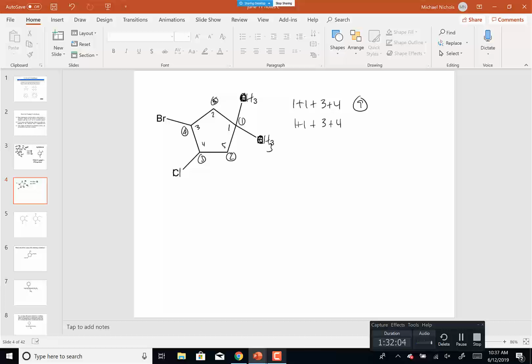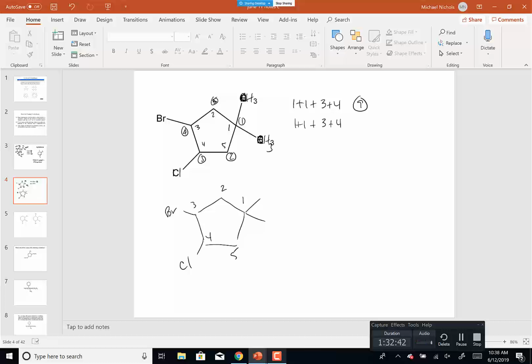Alphabetically. So I want my numbering scheme to encounter the first alphabetical substituent between bromo and chloro, and that's going to be bromo. So I'm going to want to go this way. 1, 2, 3, 4, 5. So it's the inside numbering scheme that's correct. So again, just to avoid confusion, my numbering scheme is going to be 1, 2, 3, 4, 5.